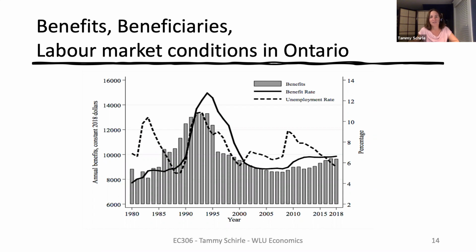To think about this, I've mapped out the benefits available to single individuals in Ontario in 2018 dollars as vertical bars, as well as the portion of the population that received benefits as the solid line. The two series seem to line up. When benefits were more generous, there were more people taking them up. This might have suggested that benefit generosity leads to higher participation in the program, but that isn't necessarily the case.